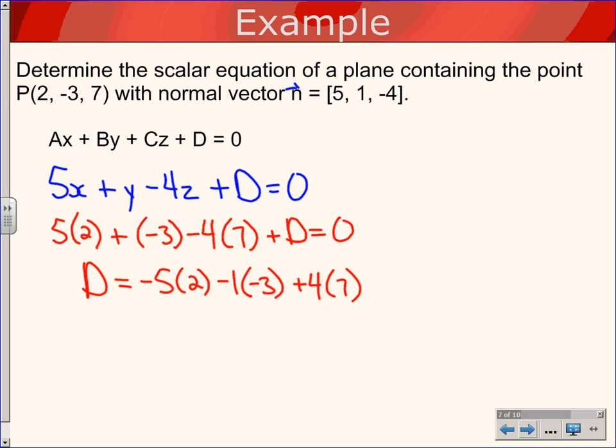So instead of having to remember the formula, just by subbing in that point, we get it anyway.